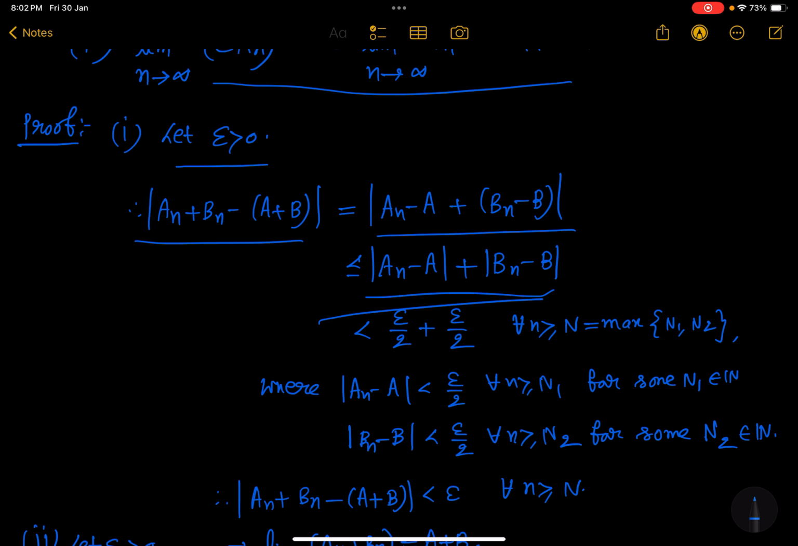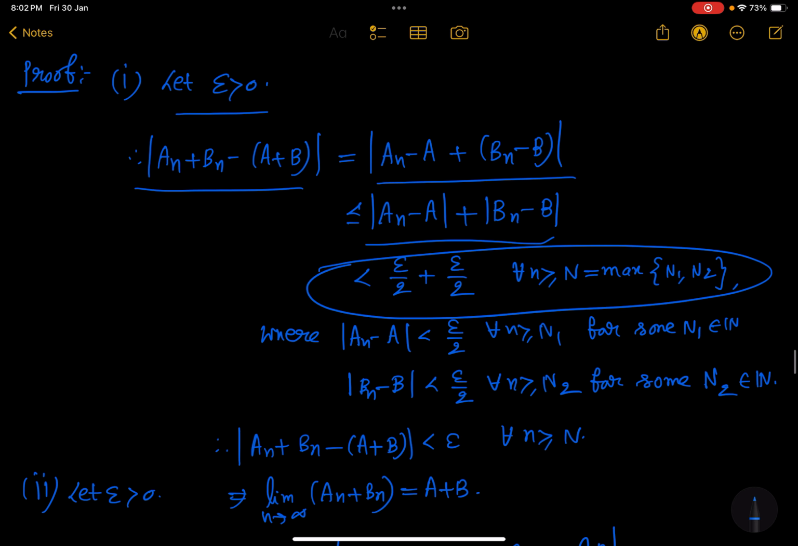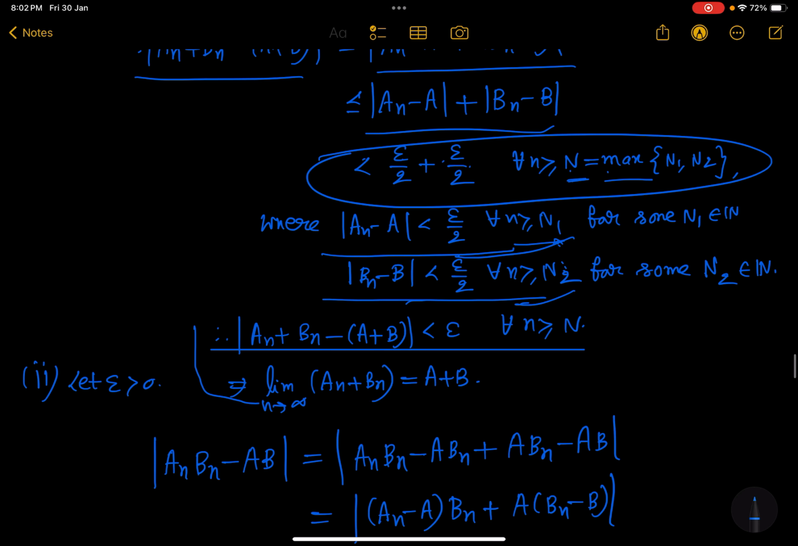Now, before coming to this line, what we have done here: since a_n converges to a, for every epsilon positive, we can get some natural number n1 such that this will hold. Same for b_n, because b_n converges to b. So we have two natural numbers n1 and n2. We take their maximum and define that to be capital N. So if n is bigger than or equal to capital N, that means n is bigger than or equal to n1, so we can apply this, and n is also bigger than or equal to n2, so we can apply this. So this is less than epsilon by 2 plus epsilon by 2, which is epsilon. So ultimately we get this for every n bigger than or equal to N. That means the limit of this is nothing but a plus b. This proves the first part.